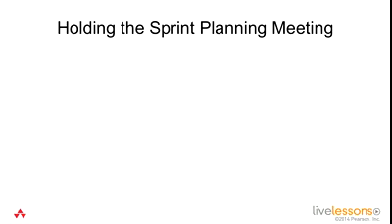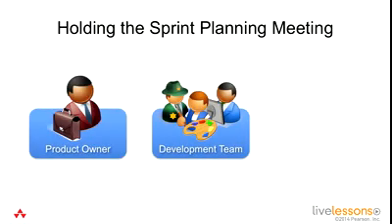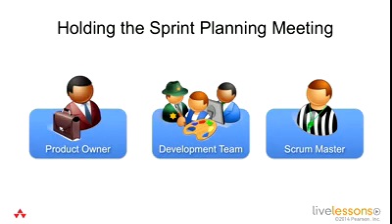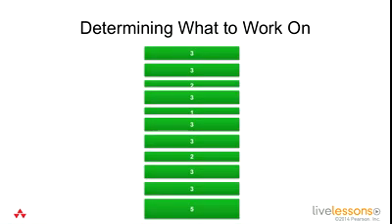So now we're ready to start executing the sprint. The first thing we're going to do is hold the sprint planning meeting. You're going to have the product owner, the development team, and the Scrum Master present. And the first thing we need to do is determine what we're going to work on. We've got our product backlog. It's prioritized by value with the things most important at the top.